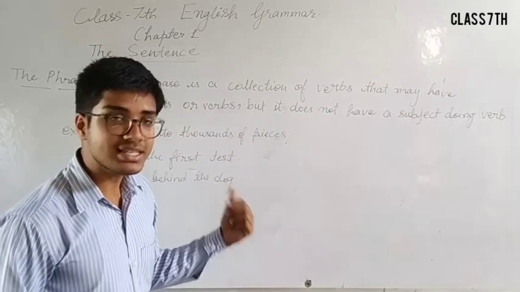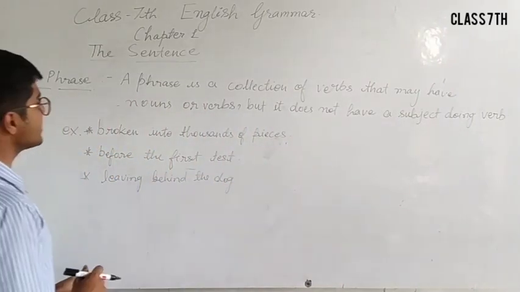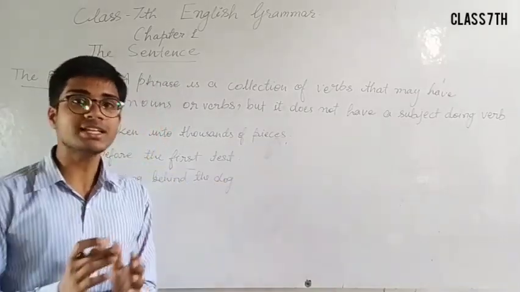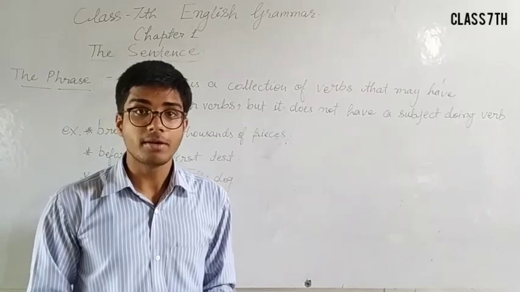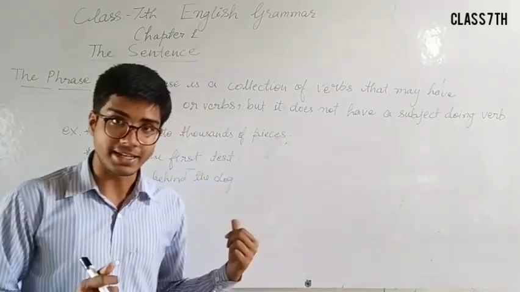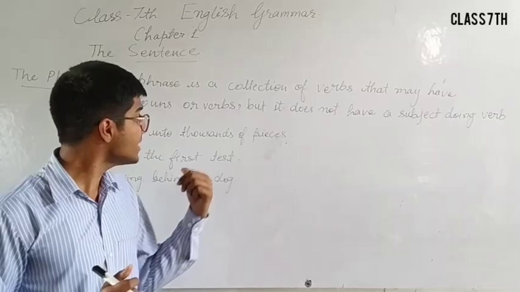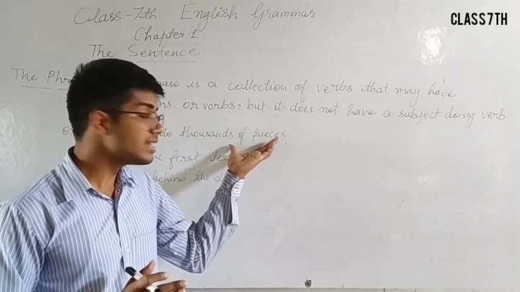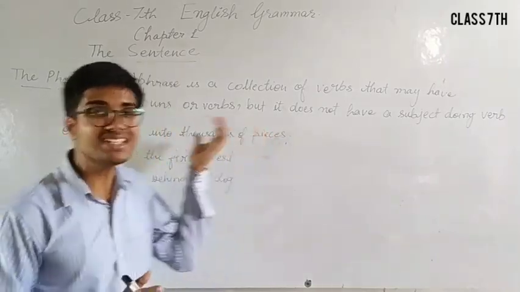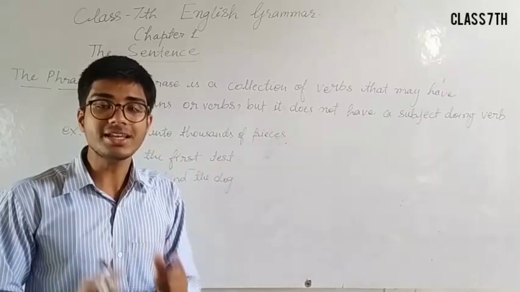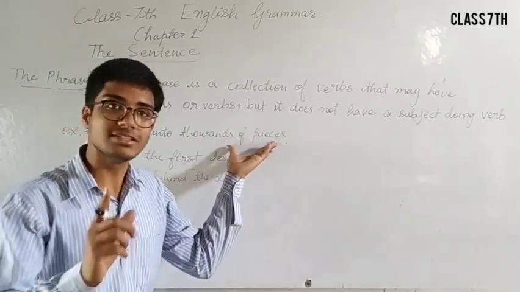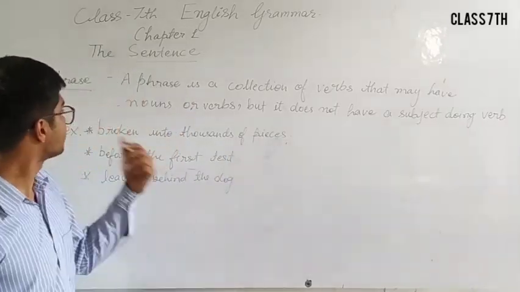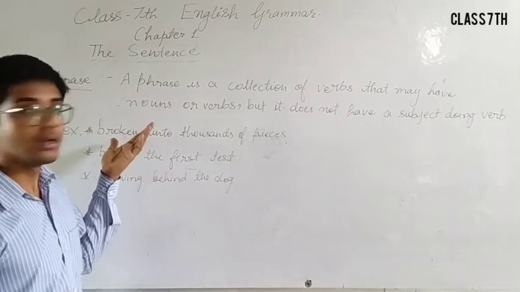Here you can see the examples. The first example says, broken into thousands of pieces. So it says that something is broken into thousands of pieces. But what is that thing? It's not defined here. So here you can see that the subject or the noun which the phrase is talking about is absent. So we can say that this group of words is not a sentence, but it is a phrase, since it contains a verb.